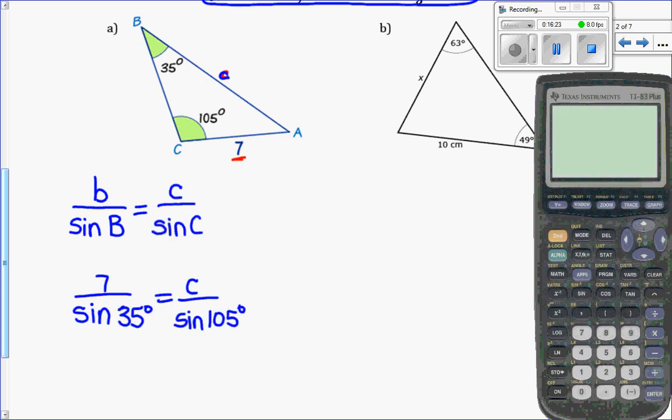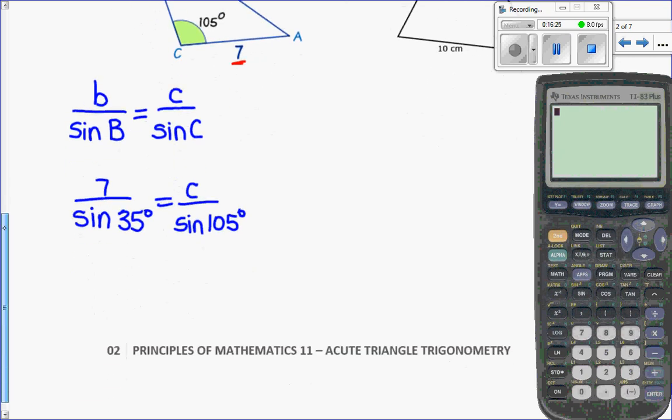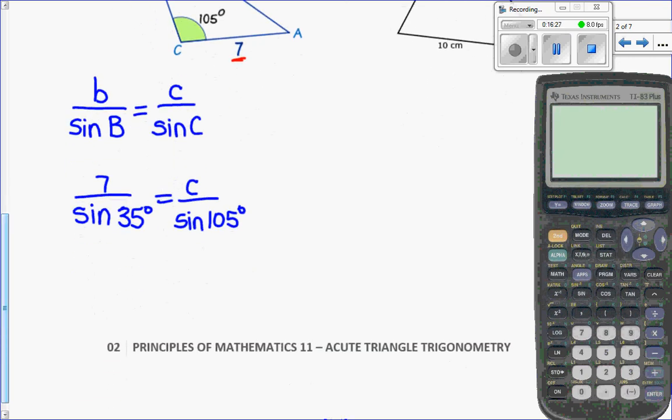Okay, now I'm going to show you a little trick that you can use when you have one ratio equals to another ratio. In other words, you have one fraction on the left and you have one fraction on the right. The easiest way to figure that out is to look at the information that you have diagonally this way, and we're going to multiply those two together, so 7 times sine of 105, and then we're going to divide by this other one, sine 35 degrees.